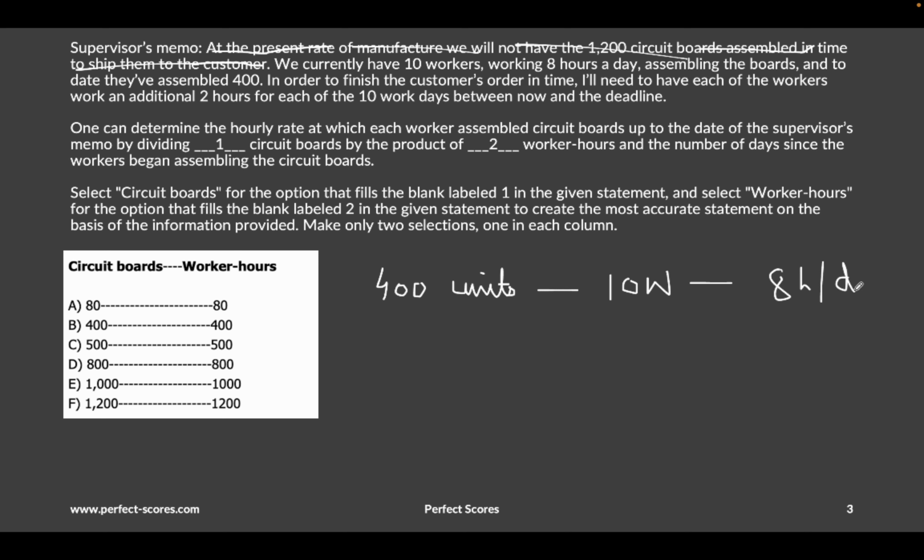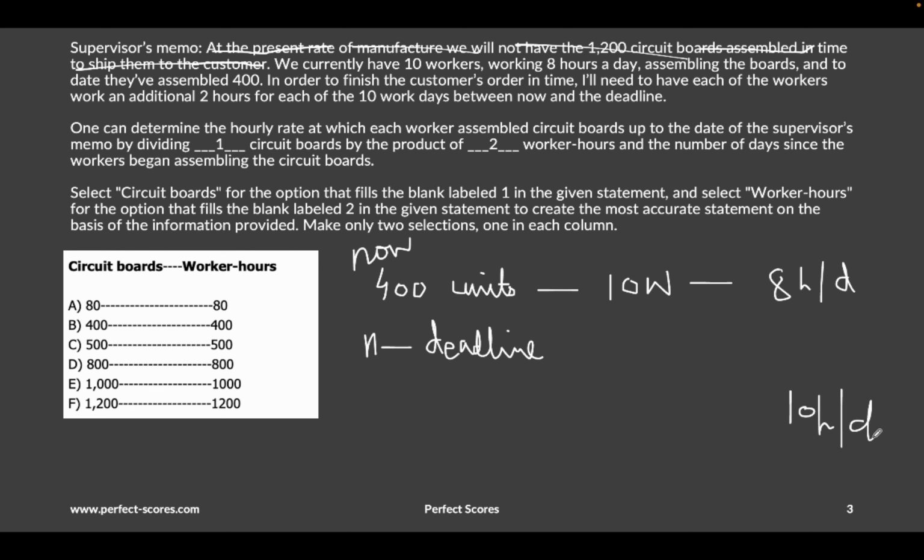It says in order to finish customers' order in time, they'll have to work 2 hours more for each of the 10 days between now and the deadline. So that means from now to the deadline, they will have to work 10 hours per day, right? So 2 more hours per day. They were working 8 hours per day, now they have to work 10 hours per day.